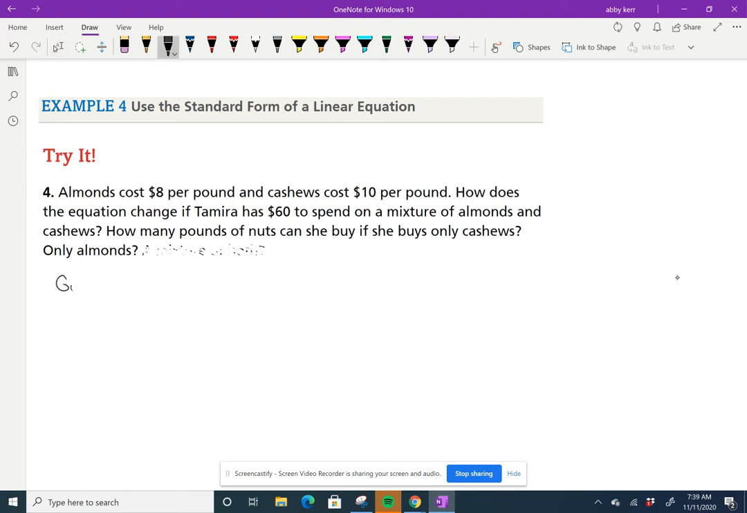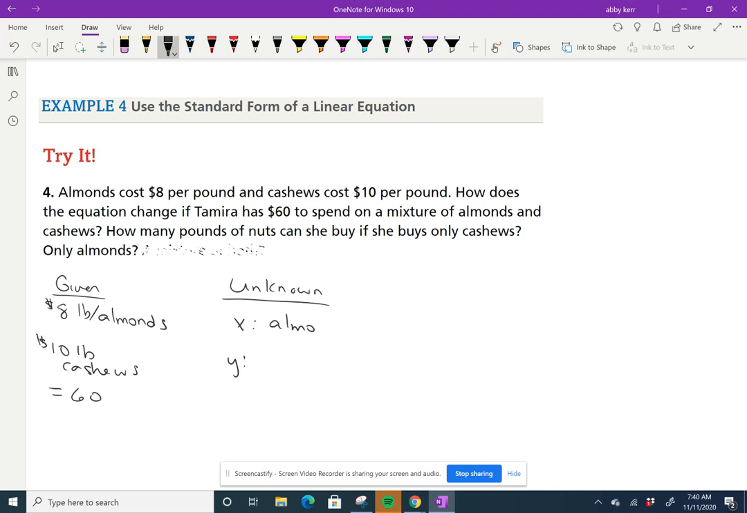So once again, you're going to do the given. So this time, $8 per pound for almonds, $10 per pound for cashews. But now we have a total of $60. So it's really important for you to come up with the unknown. Like I said before, I like to just use x and y. x, I'm going to make almonds because I saw that first. And then I saw cashews.